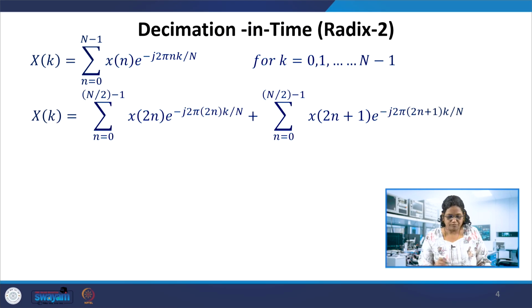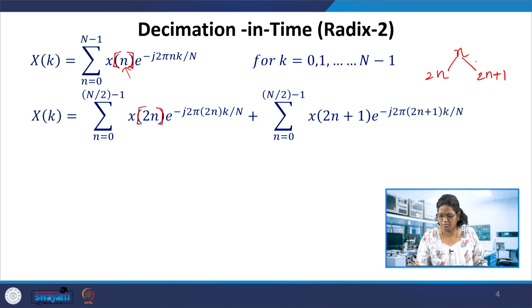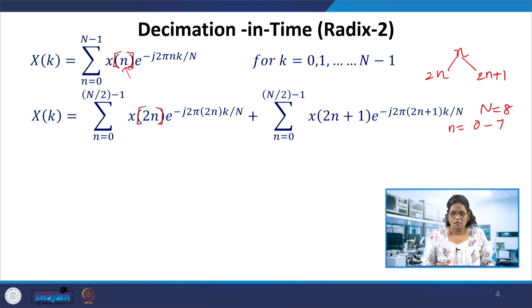So here we take this x of n, and we are using this notation as well. Please note that the square bracket notation is used unless it is represented in the time domain. So this is the DFT equation in which we first take these N samples and divide the whole x of n into 2n and 2n plus 1. That is, when n is varying from 0 to N minus 1, for example, if N is 8, it would vary from 0 to 7.